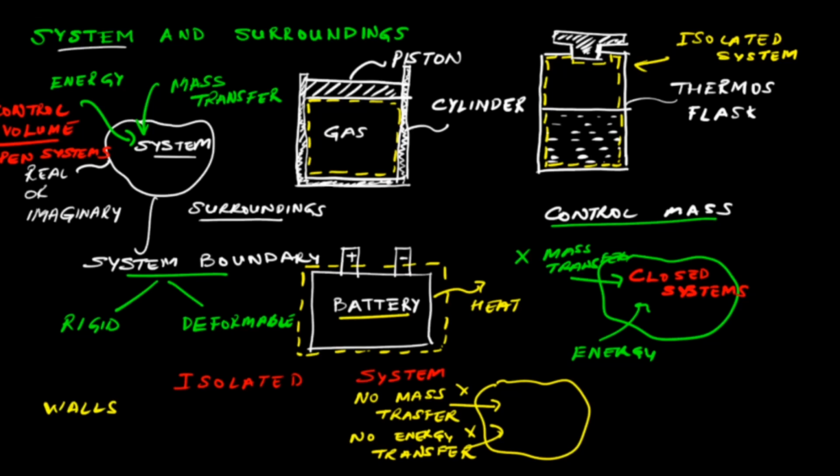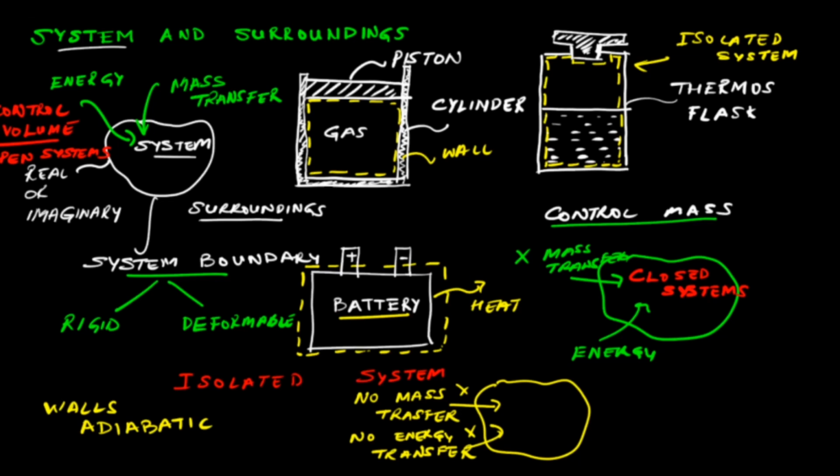Walls are the system boundary, and walls are those system boundaries that do not allow mass transfer to take place across themselves. So as is obvious, we have this, let's say, a wall. Now walls can be rigid or deformable, and also the wall can be of two types. One is adiabatic. So strictly speaking, if we want to consider the thermos flask as an isolated system, then walls need to be adiabatic.